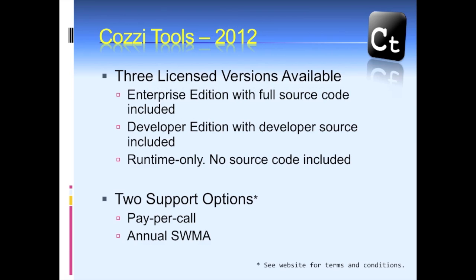So we have 3 license versions available: the Enterprise Edition, which has full source code; the Developer Edition, which has just enough source code to allow you to do your own development work; and then the Runtime, which has no source code provided whatsoever. And you have 2 support options. You can either get an annual software maintenance agreement for a fixed fee, or you can pay per incident.